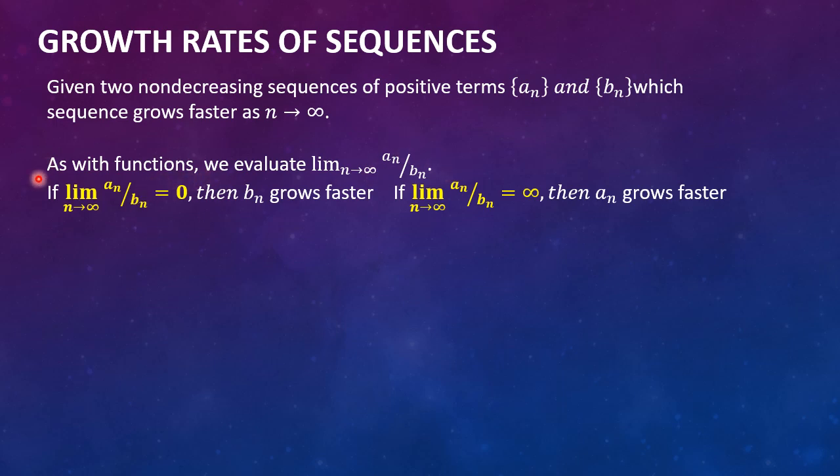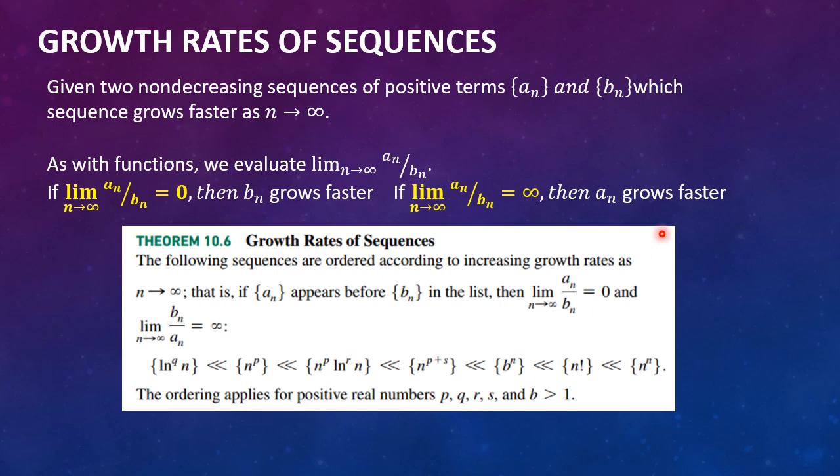And we know if that ratio goes to 0, that means the denominator function or sequence is growing faster, because we have a small number over a larger number, which goes to 0. If instead, as n goes to infinity, that ratio goes to infinity, then we know the numerator is growing faster, because we have a larger number over a smaller number, which is growing and diverging.